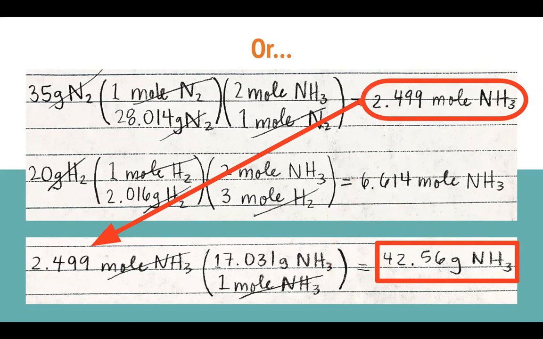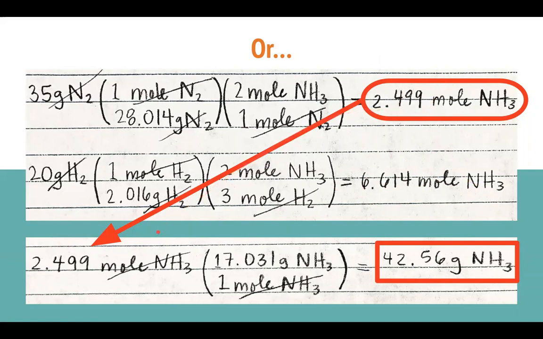So also another note is you're always going to do the last step, or finding how much product, from the limiting reactant. You're never going to take it from the excess reactant, because then it wouldn't be realistic of how much product you can actually make.